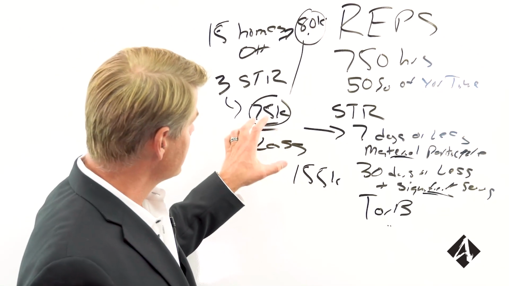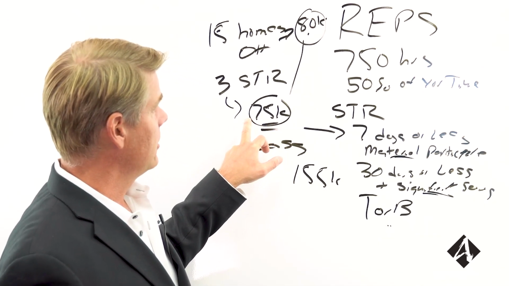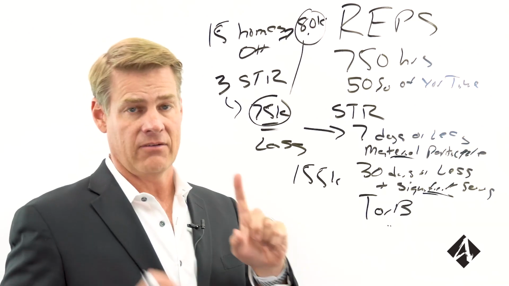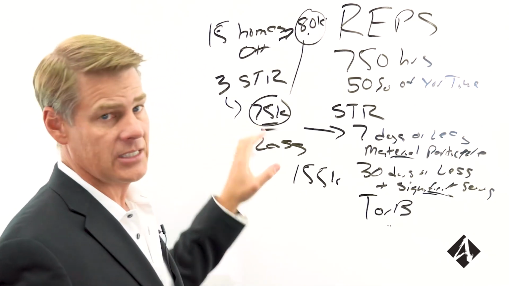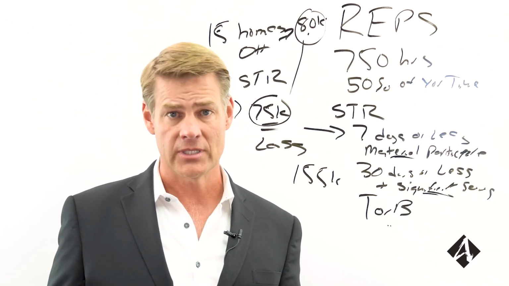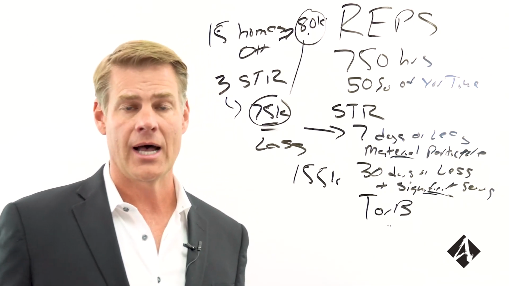Because the losses here, the 75K, you cannot add to the 80. In fact, what they're going to do is they're going to suspend these losses and say you can't use them. They're passive losses to you.